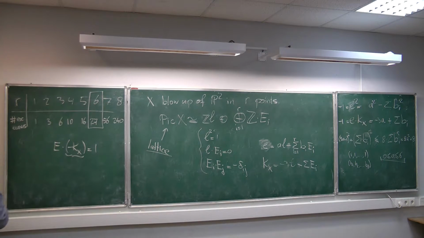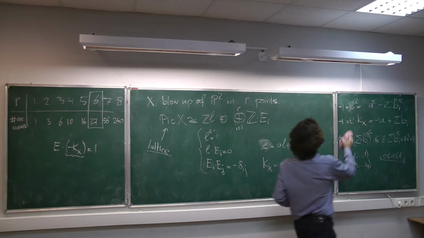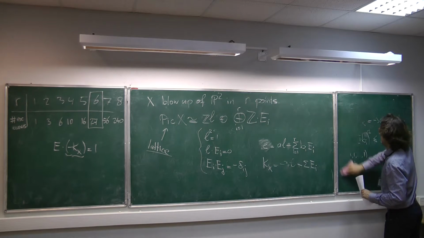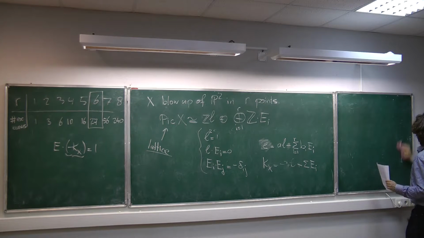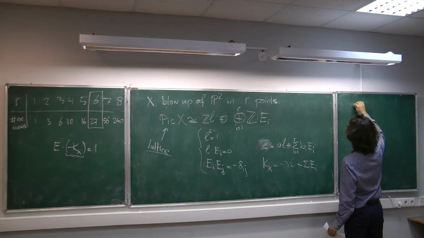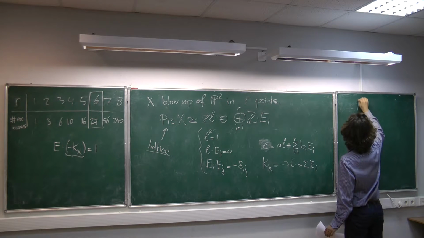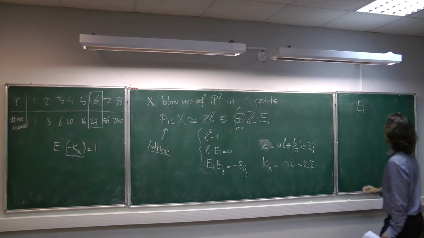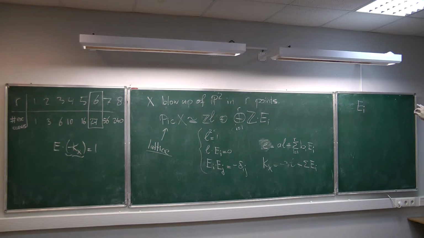And what are some of the solutions for those 27? For those 27, you get solutions like this. Oh, I'm erasing the equation so that you can not see that there's solutions anymore. But for instance, you have the E_i's themselves. Yeah, the E_i's themselves are exceptional curves.